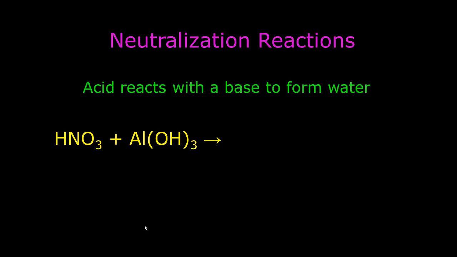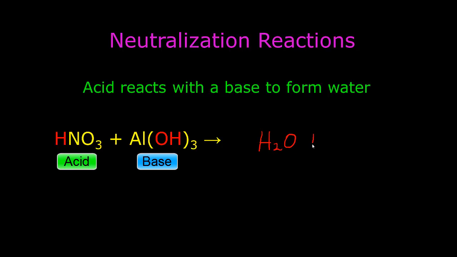Now let's do this neutralization reaction. We have nitric acid plus aluminum hydroxide. I know this is a neutralization reaction because it's an acid plus a base. And all acids and bases form water, so I'm going to put on the product side H2O plus, and then whatever is left over, my salt, which is my metal, which is aluminum, whatever's left over on an acid, which is NO3.